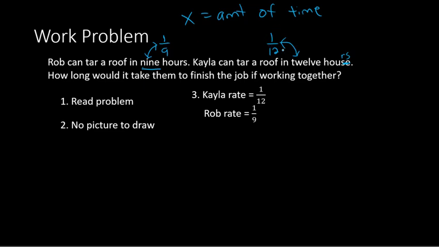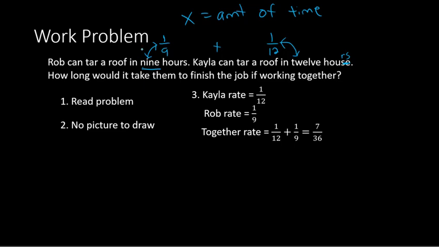So that's the relationship. Now the question is asking, working together, how long would it take? So if you take their rates, the 1/9 and 1/12, and add them together, that will be how much of the work they can complete within 1 hour. Right, so together they would complete 1/9 plus 1/12, which, assuming you know how to add fractions, gives you 7/36. So that means within 1 hour, they'll complete 7/36 of the job.